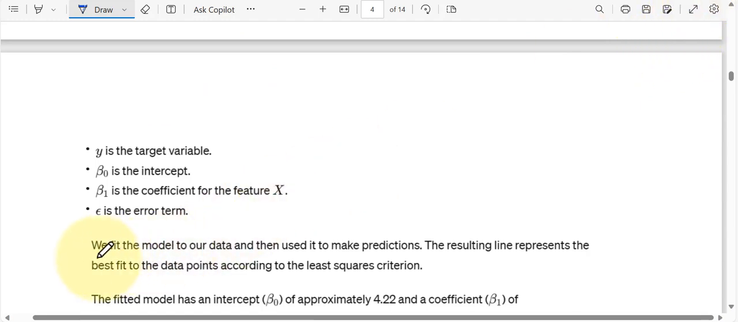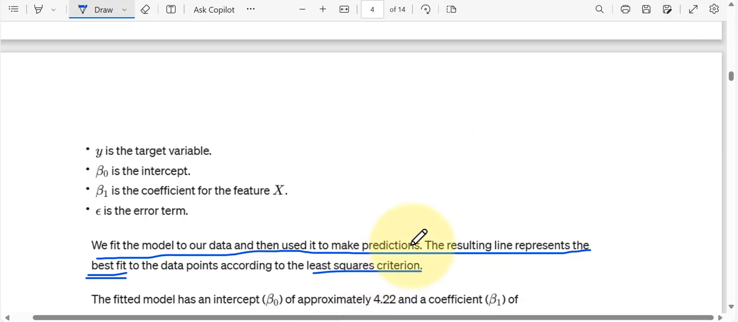So they say we fit the model to our data and then use it to make predictions. The resulting line represents the best fit to the data points according to the least squares criteria. So that's our criteria for fitting the line. We didn't have to use squares. We could have used something else like the absolute values, but we do use squares, so it's called the least squares criteria for measuring the error.